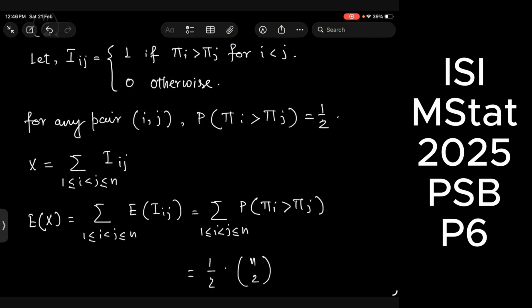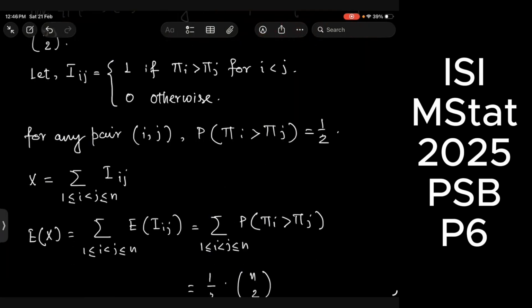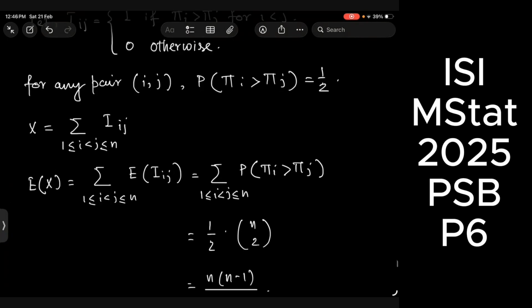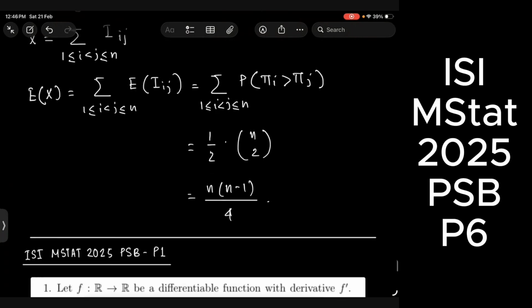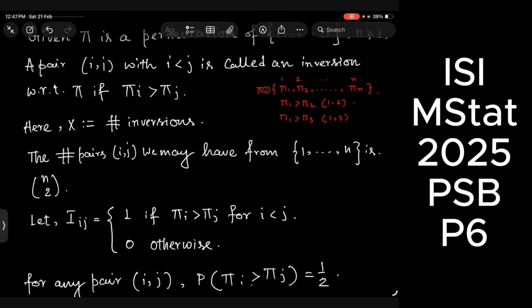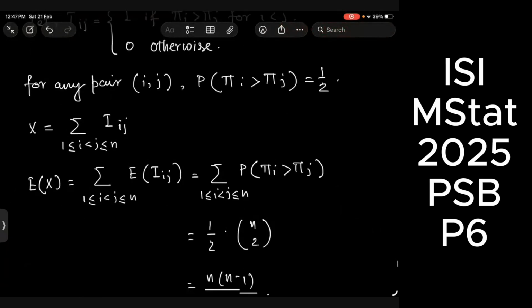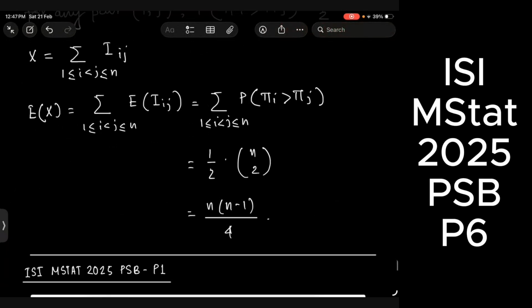So then what is the value of X? X is the number of inversions, right? So we will sum it up for all possible values of I and j, and we can pair it up in N C two ways, and the probability is half. Very simple. The problem statement is quite complex, but the solution is very easy. Correct?